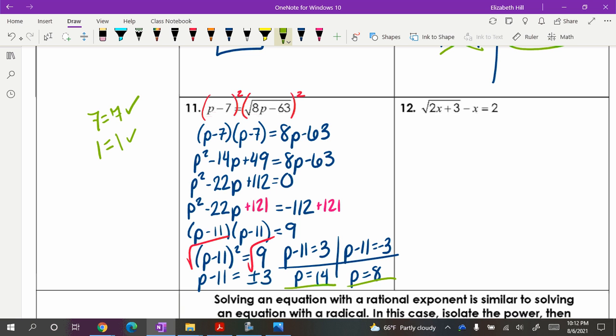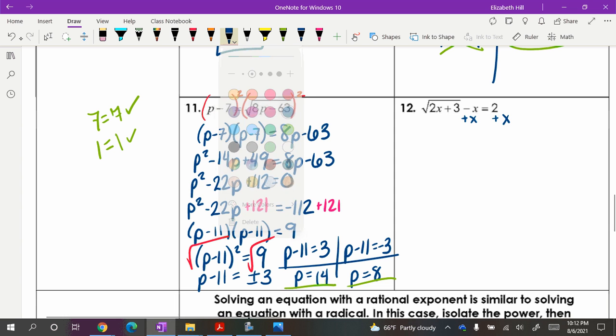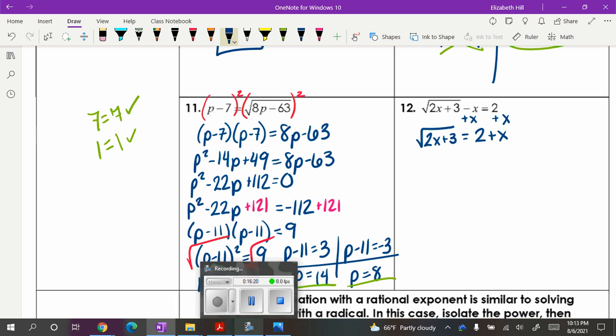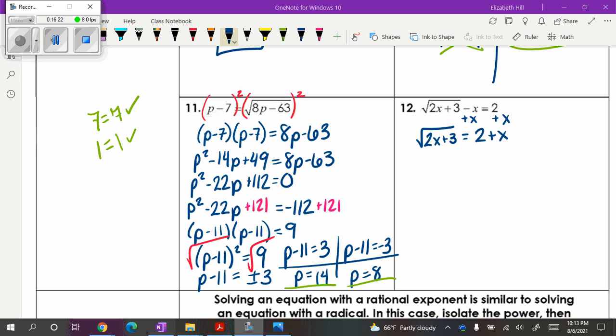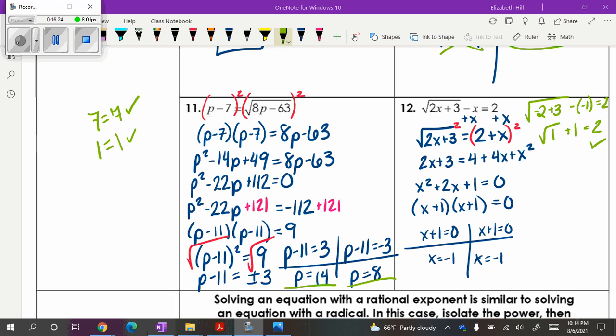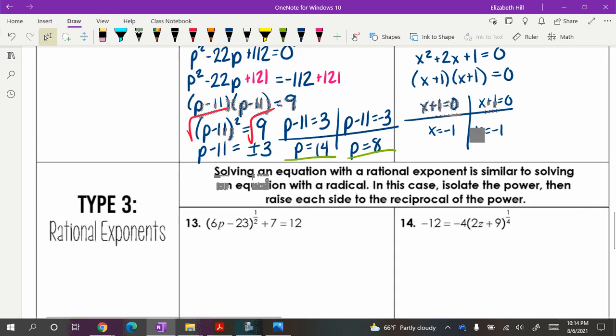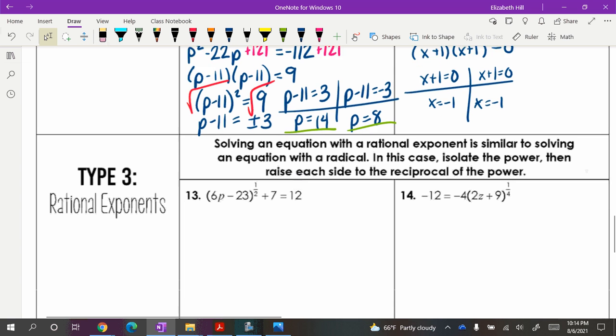All right, for number 12, I want you to try and do this one on your own. You are going to need to add an x to both sides right there. So the square root of 2x plus 3 equals 2 plus x. Go ahead, pause it, and see if you can do it. All right, for number 12, you should get a solution of negative 1, and it does hold out to be true.